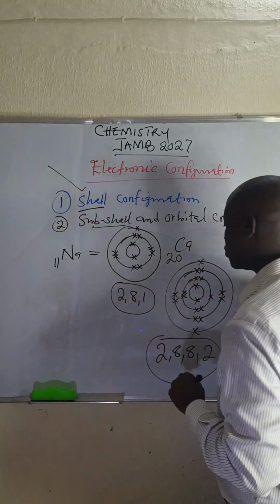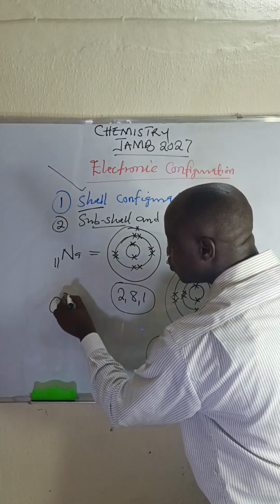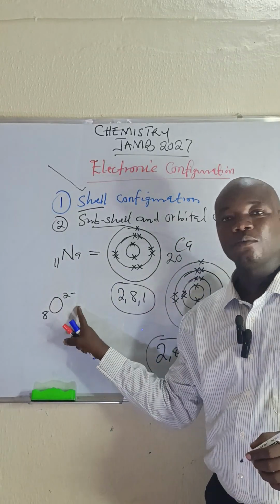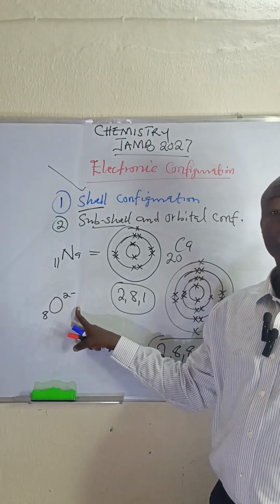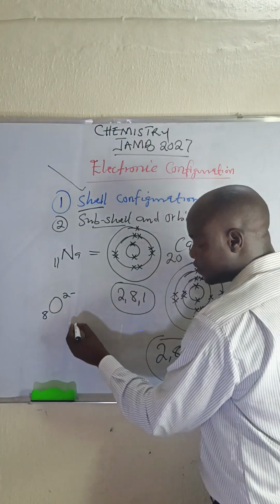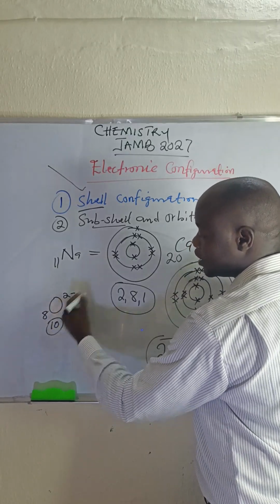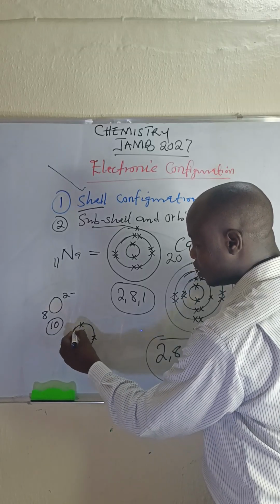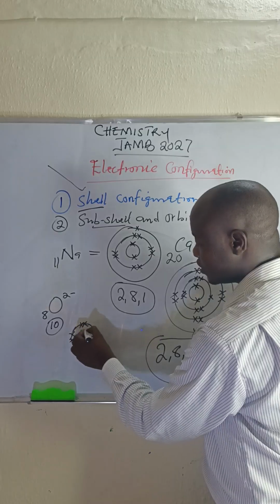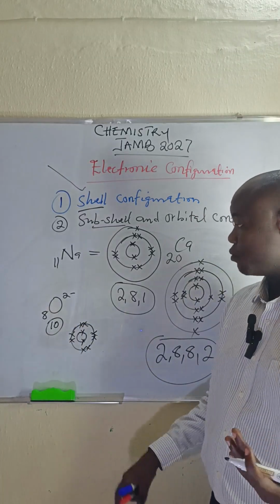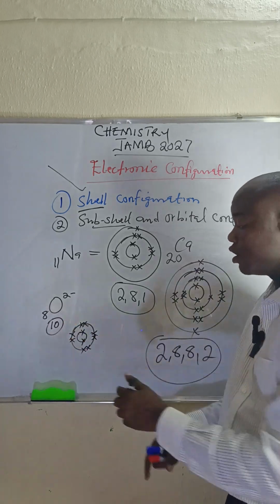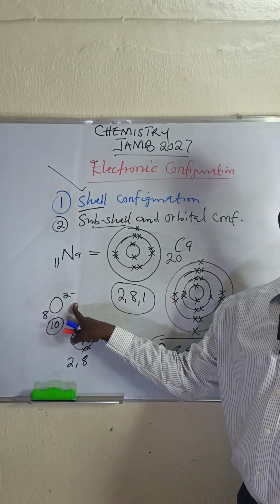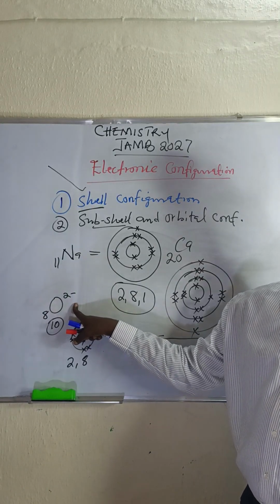Let me just give another example. What if I have oxygen 2 minus? What will be the electronic configuration? The atomic number of oxygen is 8. So what does that mean? It means that oxygen at this stage accepts 2 electrons. Therefore, the number of electrons here is going to be 10 instead of 8. So we are going to have 1, 2, 1, 2, 3, 4, 5, 6, 7, 8, instead of 6, because here it is 2 minus, so it accepts 2 electrons. That's why it's going to be 2, 8. That is 10.